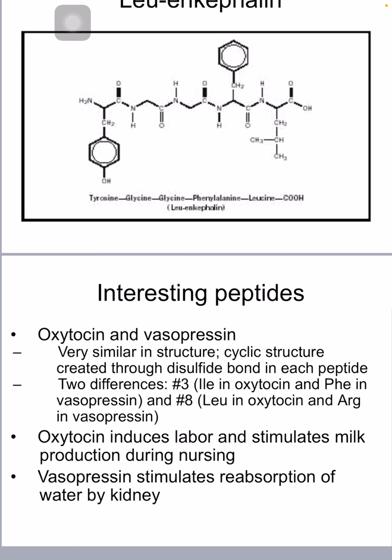Oxytocin is a peptide that is present in a couple of different situations, especially within mothers. It's released to help induce labor, and also it's the peptide that helps to stimulate milk production when a mother is breastfeeding. Vasopressin has an entirely different function. It stimulates reabsorption of water by the kidneys. So it goes to show just how slightly changing a sequence or a position of an amino acid within a peptide can greatly change its activity.